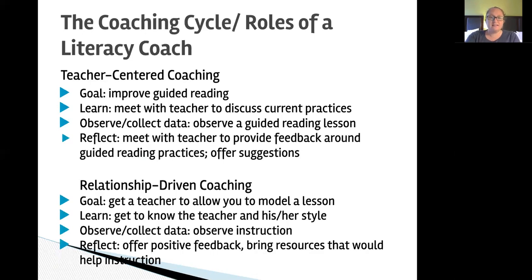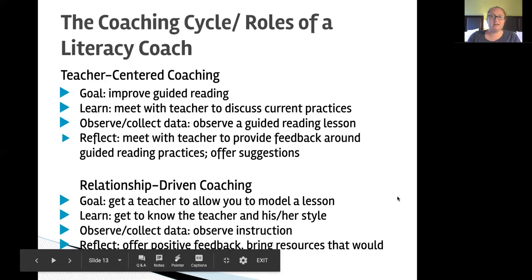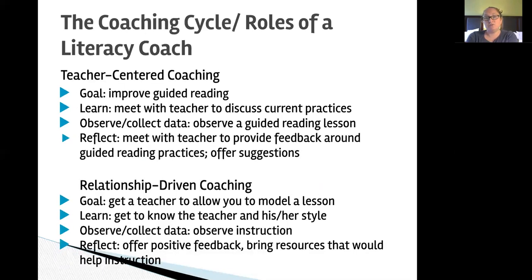Okay? Let's now look at relationship-driven coaching. So let's say your goal was to get a teacher to allow you to model a lesson for them. I definitely have had this goal more times than I can count. Because with some teachers you'll hear things like, oh, my students would never engage in Socratic seminar, or no, flipped instruction, that would never work for my students. So when you say, well, can I model how it would look so you can watch the students' reactions? I think that's very powerful for teachers, but sometimes it takes some time getting there.